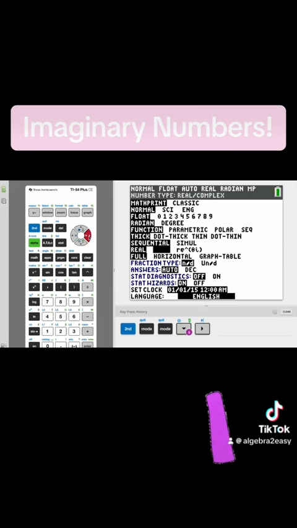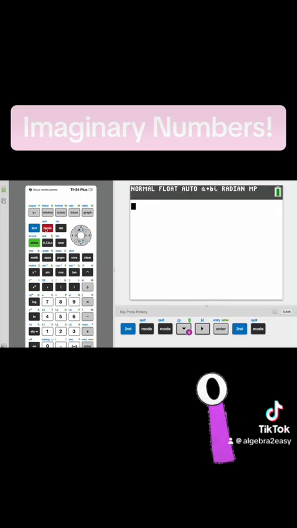So we want our calculator to be able to calculate a plus bi form, which is technically a complex number. So we're going to press enter. And all that should happen is this black box is highlighted. And now we're going to press second and quit. So if you look up at the top, we have a plus bi, which tells you your calculator is going to work in complex numbers.